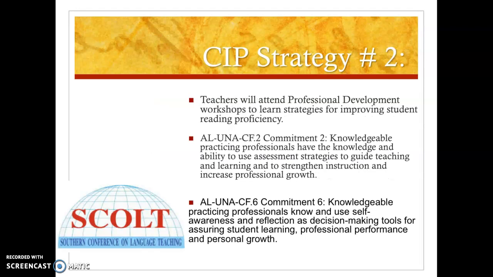For the second strategy, this revolves around professional development. So for this one, teachers will attend professional development workshops to learn strategies for improving student reading proficiency. An example of one of those conferences that's done in the South for language teaching is COLT. It's a very good organization that we could go to. There's also some that are in Alabama, and there's some that are in Nashville.